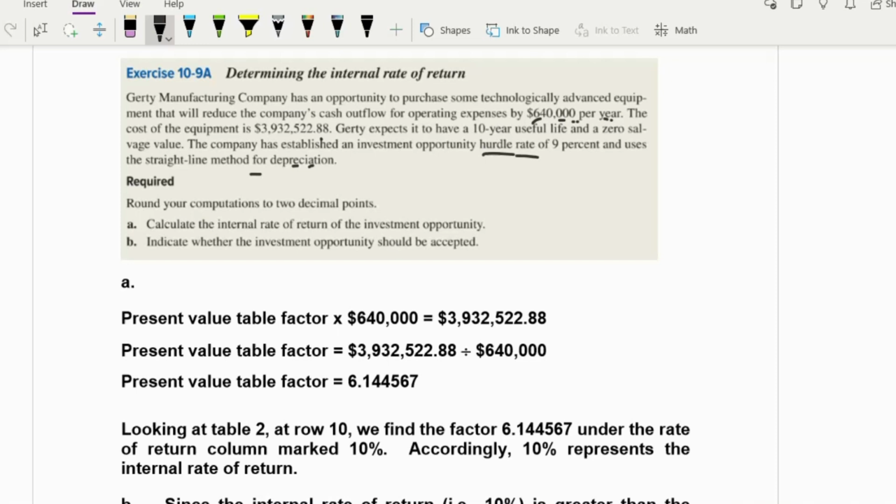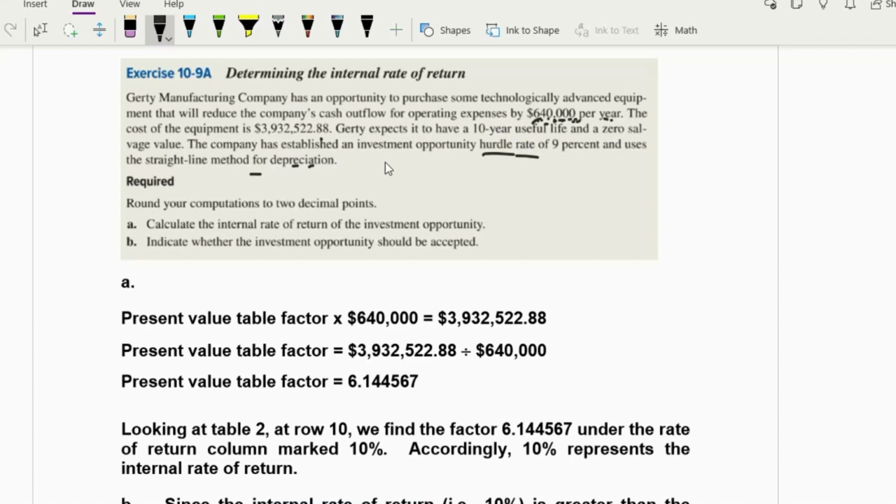Gertie Manufacturing Company has an opportunity to purchase some technologically advanced equipment that will reduce the company's cash outflows for operating expenses by 640,000. So this much amount of expenses will decrease if he invests in this equipment. The cost of equipment is 3,932,522.88. Gertie expects it to have a 10 years useful life with zero salvage value.